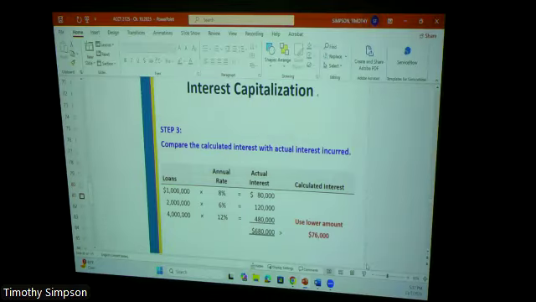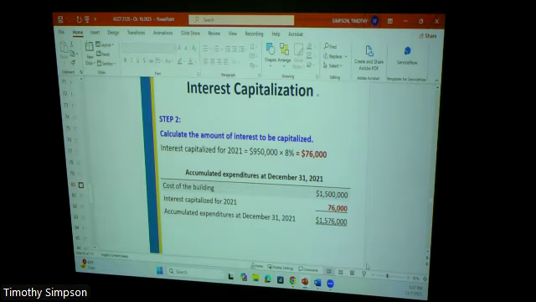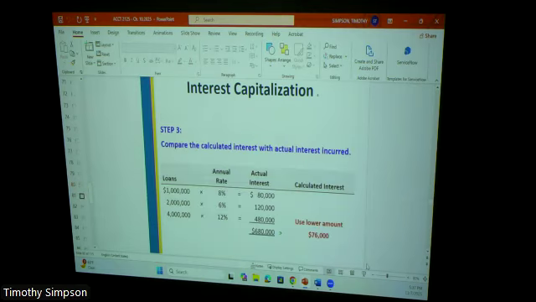Okay, so 1.576 million at the end of December 31st. That's the carrying value of this particular good in process, right? It's construction in progress. It is an asset, and we're putting that accrued interest into it. And we're going to compare with actual interest incurred.